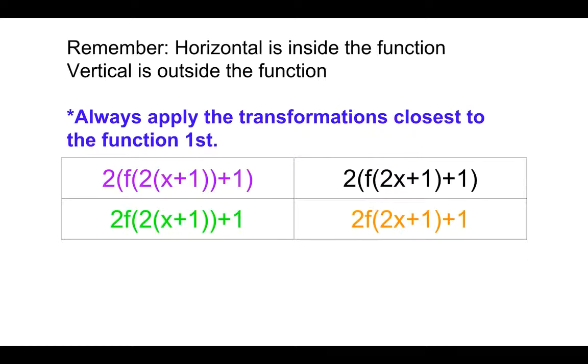Now, here's how we can apply this situation. We always want to apply the transformation that's closest to the function first. Remember, we can do the vertical first or the horizontal first. It doesn't matter, but when we're focusing on one of those, when we're looking at horizontal, we want to apply the transformation that's closest to the function first, and then do the other one.